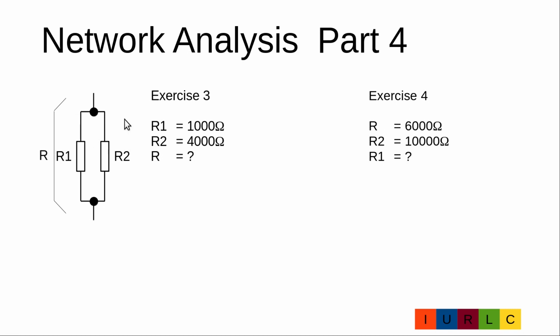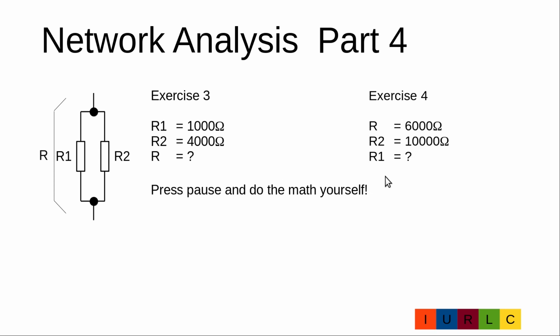resistance R. In exercise 3, the resistance of R1 is 1000 ohm, the resistance of R2 is 4000 ohm. How big is the total resistance R? In exercise 4, the total resistance should be 6000 ohm. The resistance of R2 is 10,000 ohm. How big should the resistance R1 be to get the 6000 ohm total resistance?